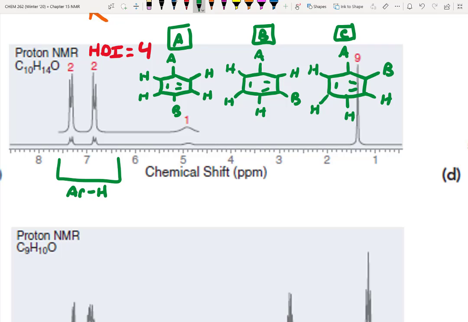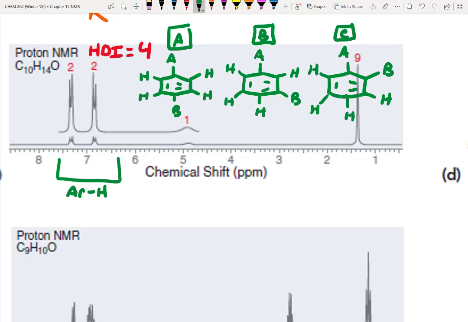You think A is? Why? Why A? Yeah, in A we've got symmetry, meaning there's only 2 signals, right? What about with B? How many signals would we expect for B? We'd expect 4, right? Assuming A and B are different, yeah. All right, what about with C?